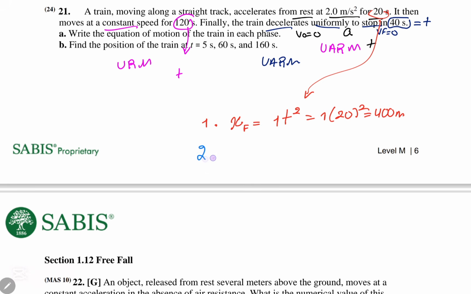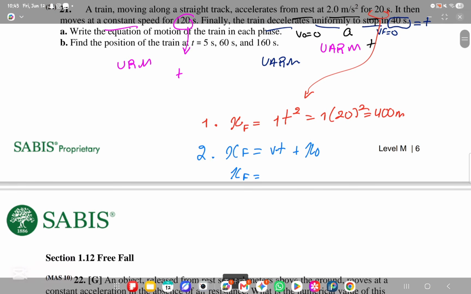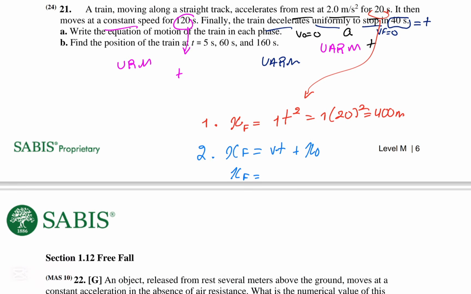The second phase of motion, it's URM. So they want x final. It's going to be v times t, right? Velocity times time plus x initial. So x final is equal to the velocity. What is the velocity? It's moving at a constant speed. Here we need to play it very smart. They want the speed. It's moving at a constant speed, and initially in the first phase it accelerated from rest. So we have acceleration, okay? We have delta x, we also have the time. So we might be able to find v final.